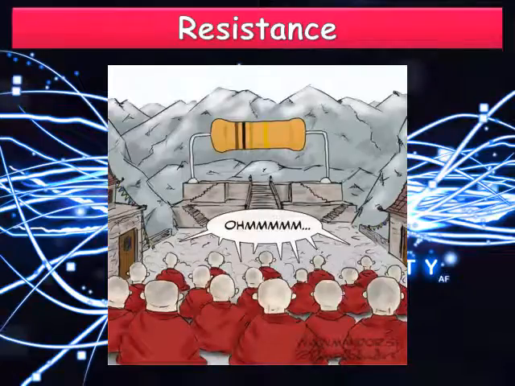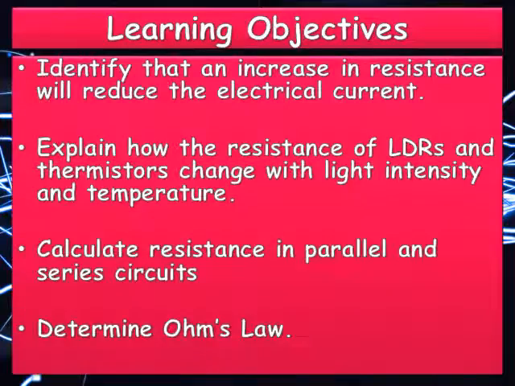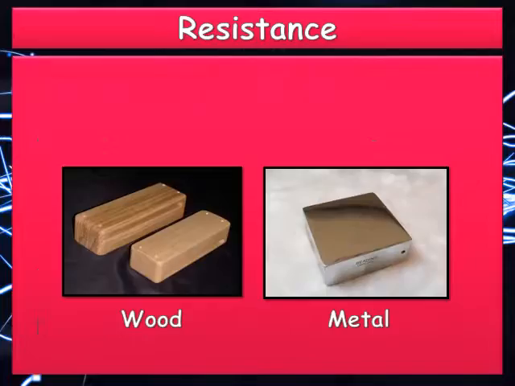So, welcome to the next lesson in the course around direct current, and that is the final of the series on resistance. So today's lesson, we will identify that an increase in resistance will reduce the electrical current, explain how the resistance of an LDR or light dependent resistor and thermistors change with light intensity and temperature, and calculate resistance in parallel and series circuits, and finally determine Ohm's law.